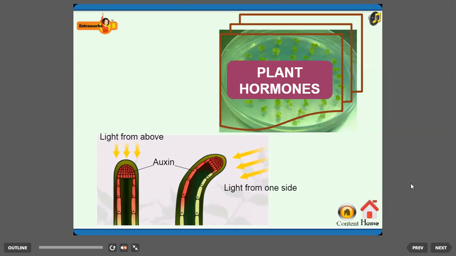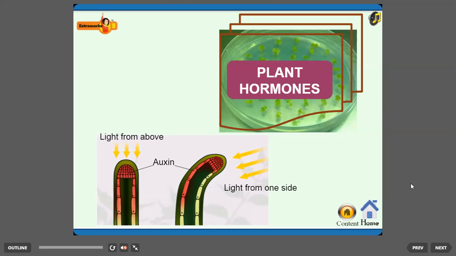It also controls the geotropic behavior of a plant. So if anybody asks you what the function of auxin is, we can say that auxin is a plant growth hormone which helps the cell to grow longer. It also controls the phototropic behavior of a plant. It also controls the geotropic behavior of a plant. This would be the answer for the function.